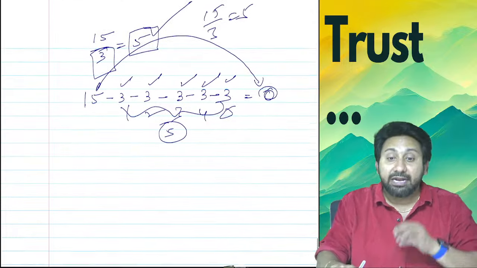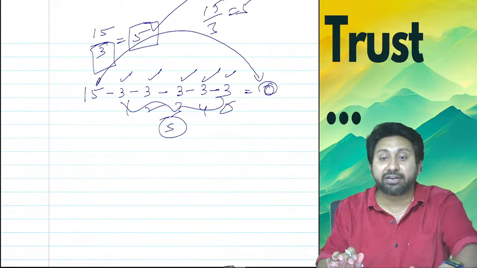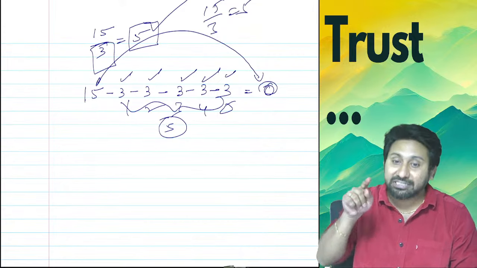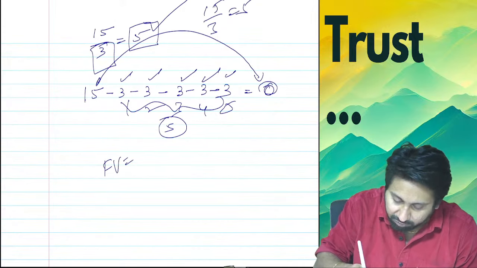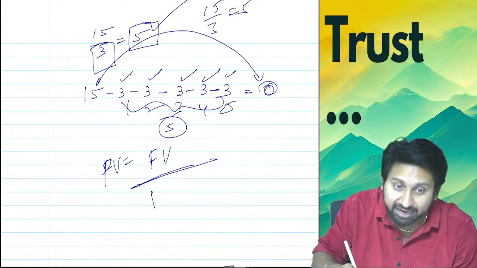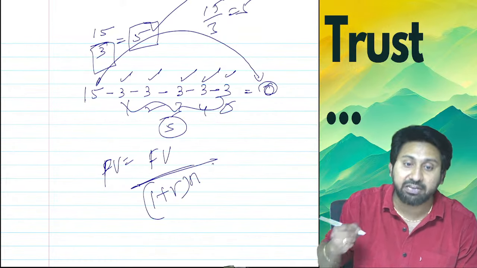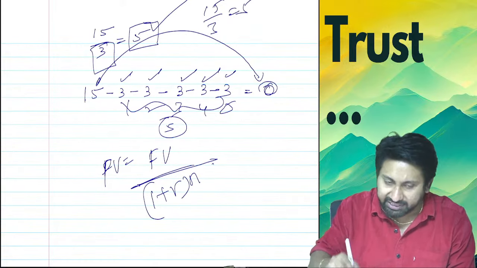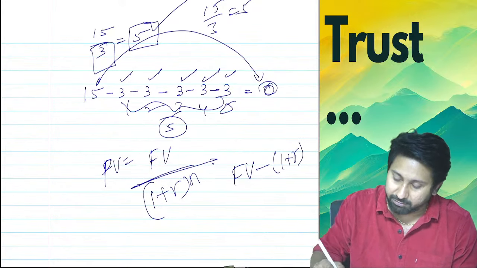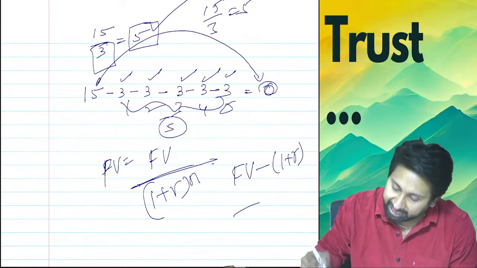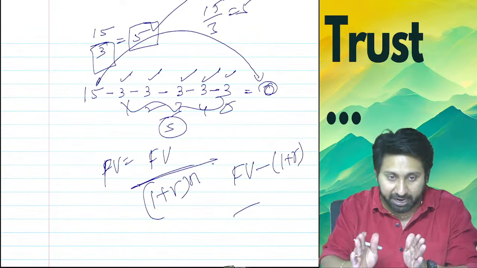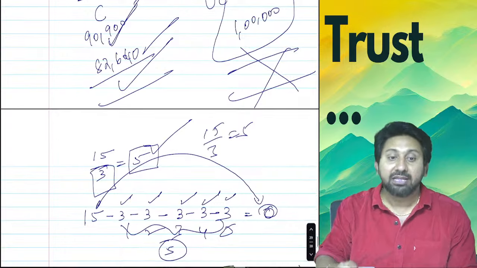Correct? Discounting really is subtracting. If I gave a 10 years life, 10 times you can't subtract. That's why we will do PV equal to FV divided by (1 plus R) whole power N. Really this is not like that: FV minus (1 plus R), then again minus, for a 10 years life, 10 times you have to subtract. Instead of subtracting, we will divide once.